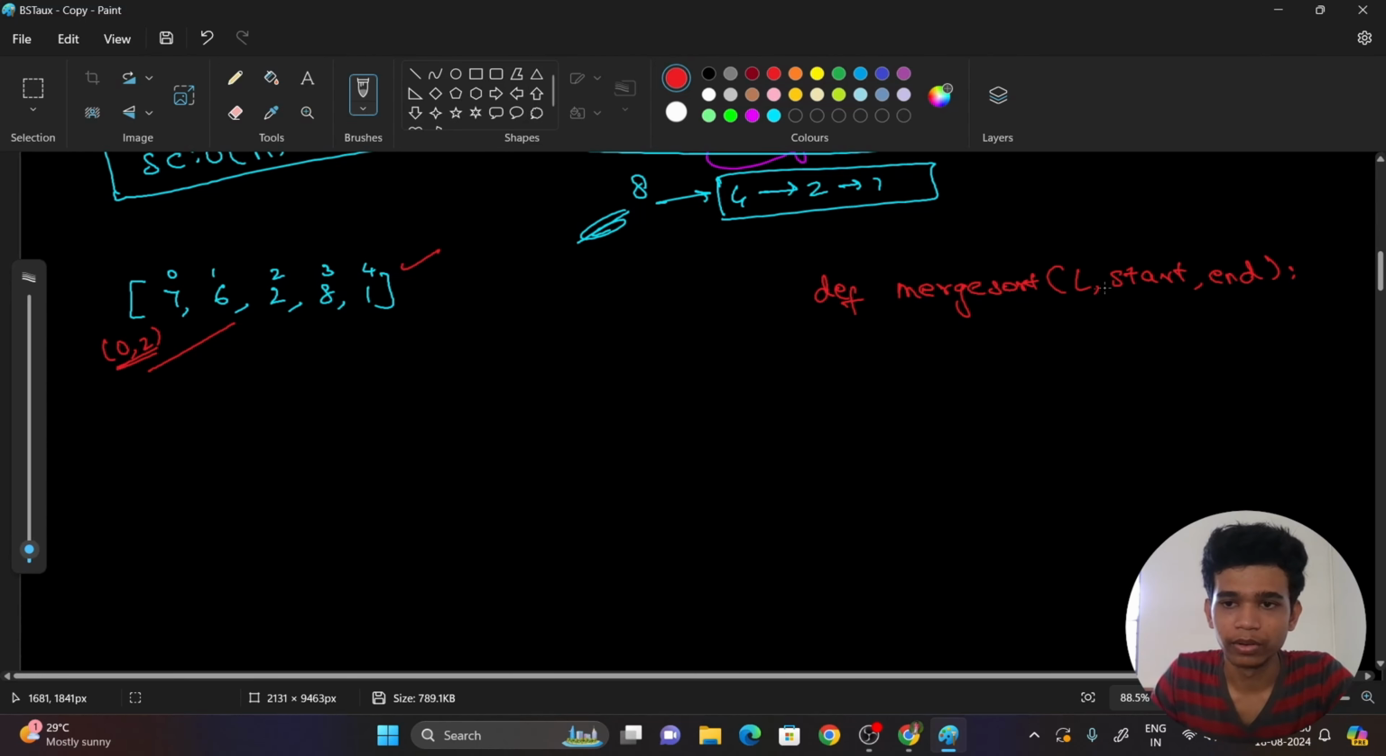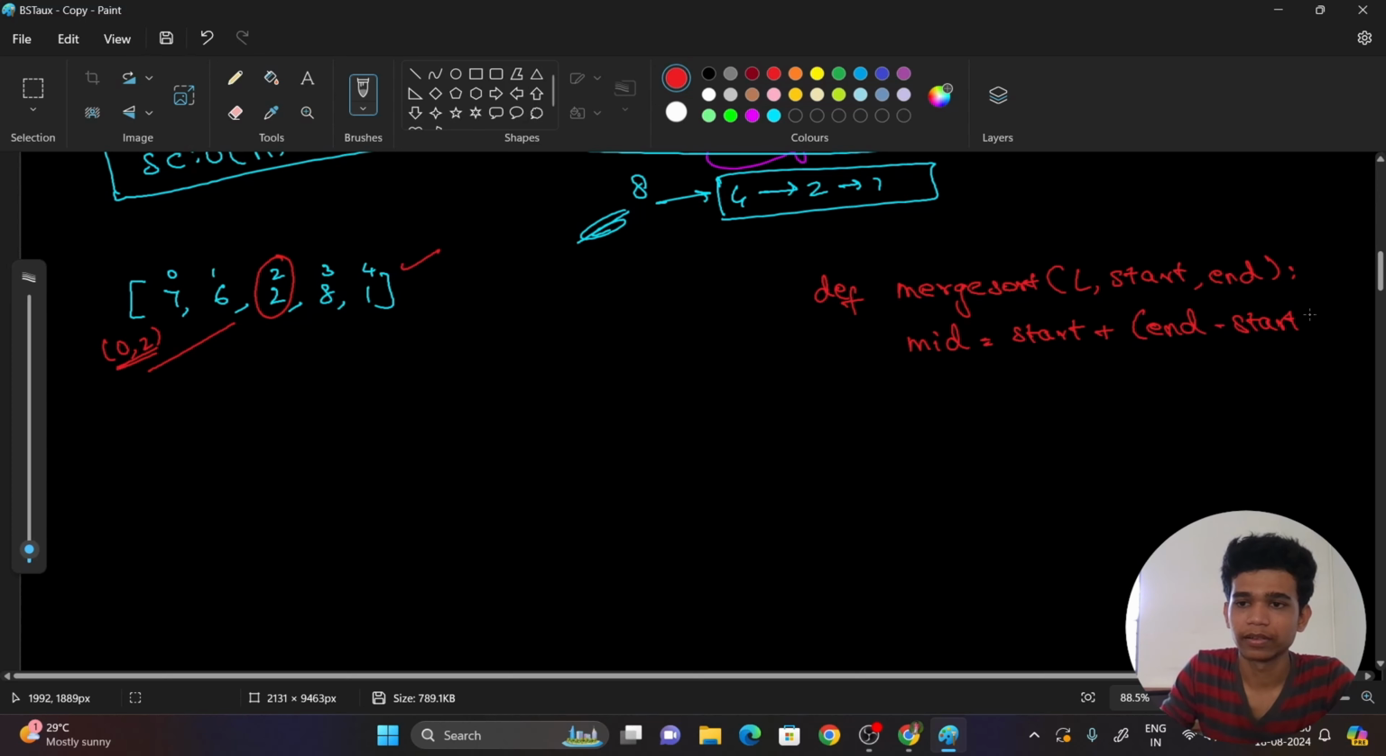Now, how to find the middle point? This middle point is what? This 2, right? How to find it? So I can easily find like mid is equal to start plus (end minus start) divided by 2, right? So by using this formula, we can find the midpoint.